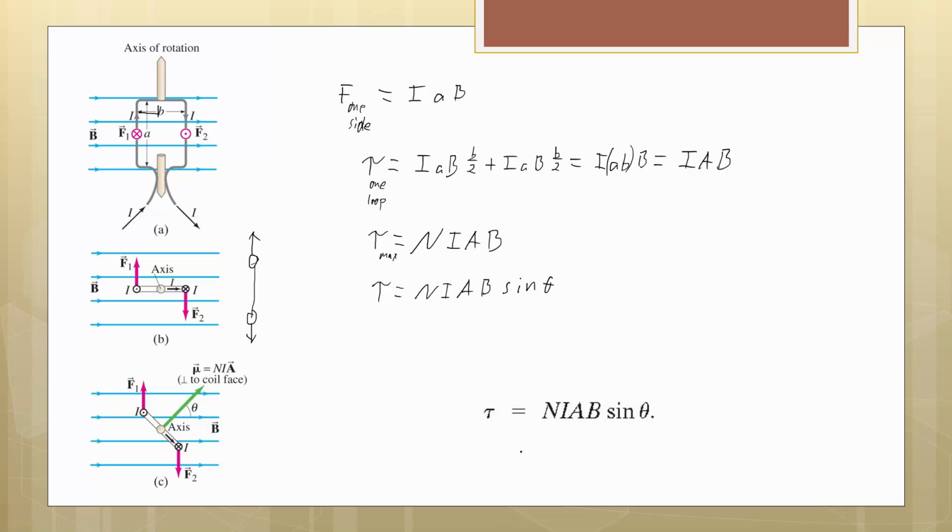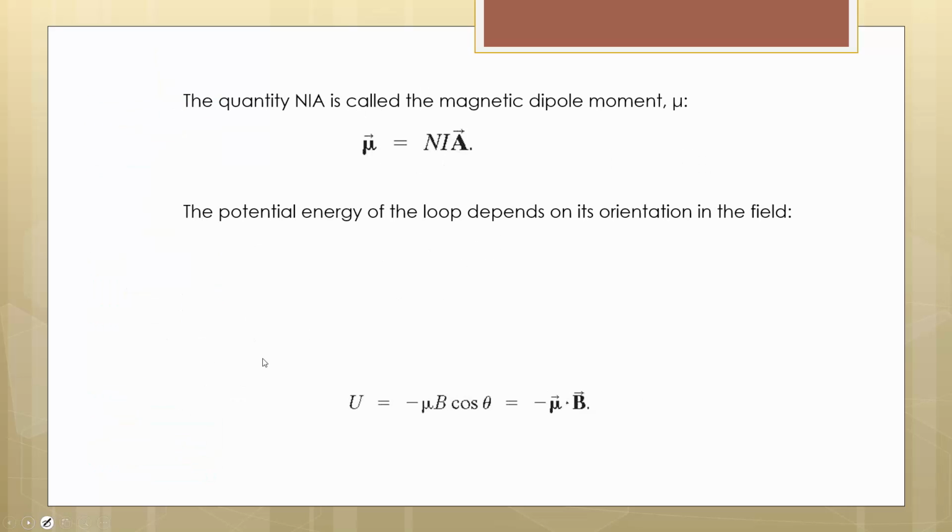Alright, and here it is written a little more nicely. Now this NIA part, we call that the magnetic dipole moment, and that's essentially the contribution due to the loop, and then this is the B field and the orientation part.